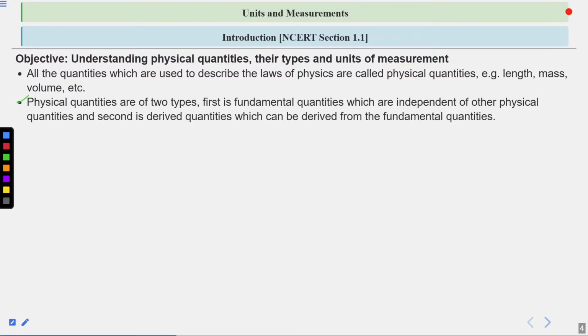Physical quantities are of two types. First is fundamental quantities, which are independent of other physical quantities. That's why we call them fundamental quantities. Second is derived quantities. Derived units are the units which are derived from fundamental units.